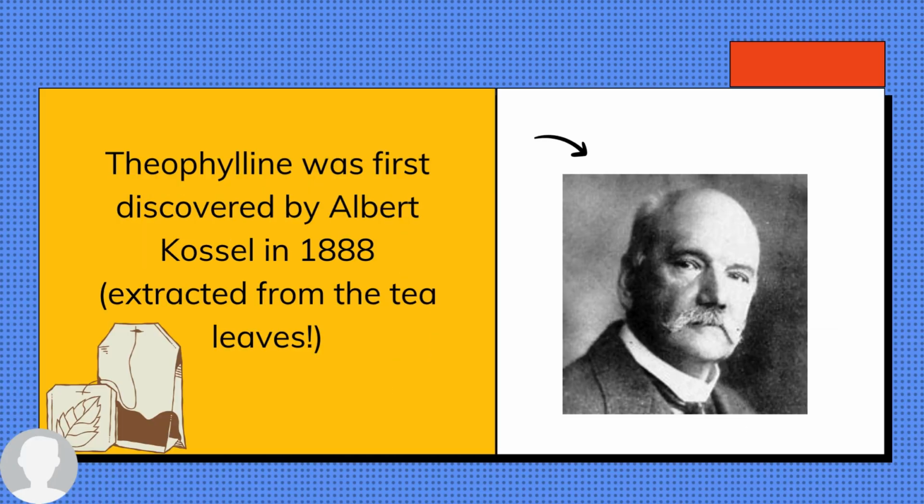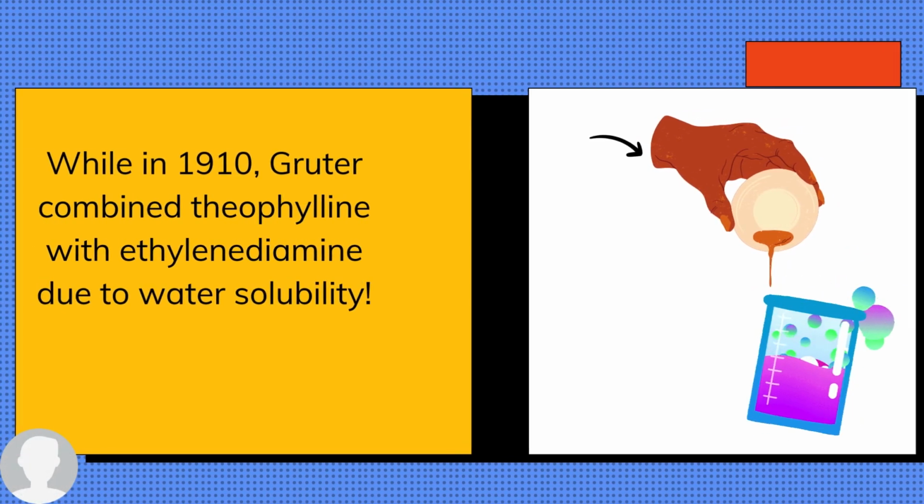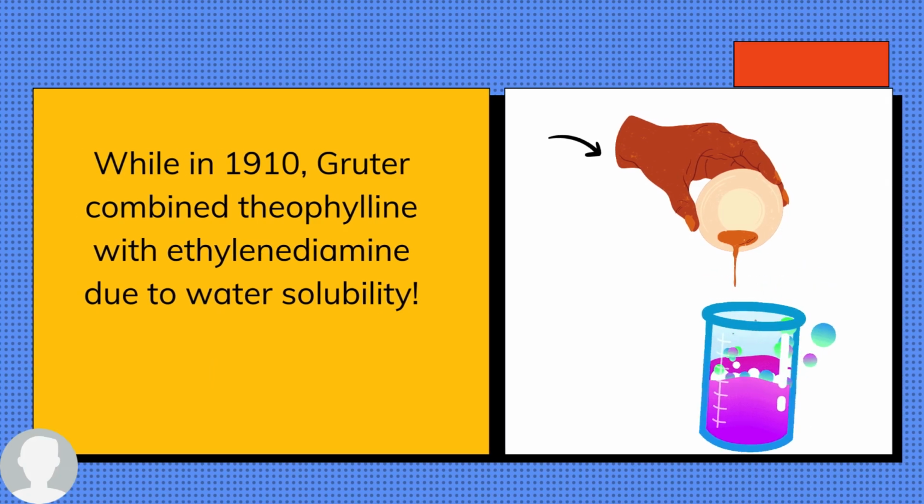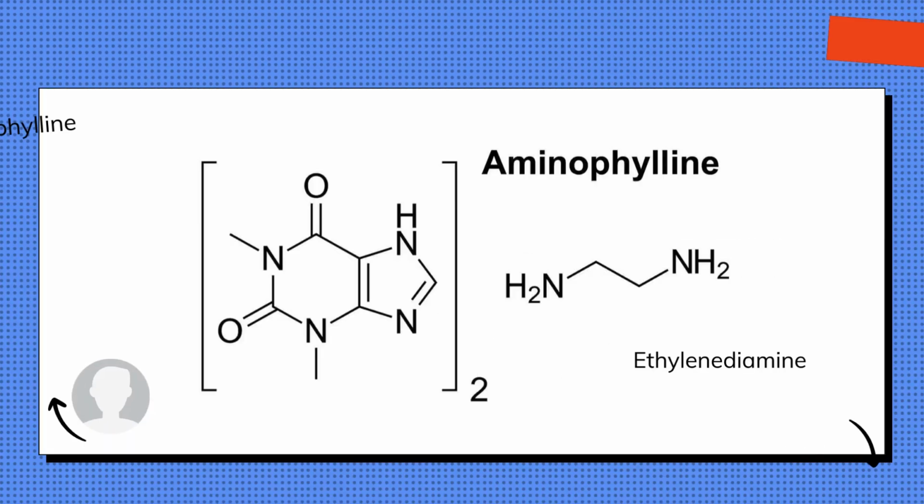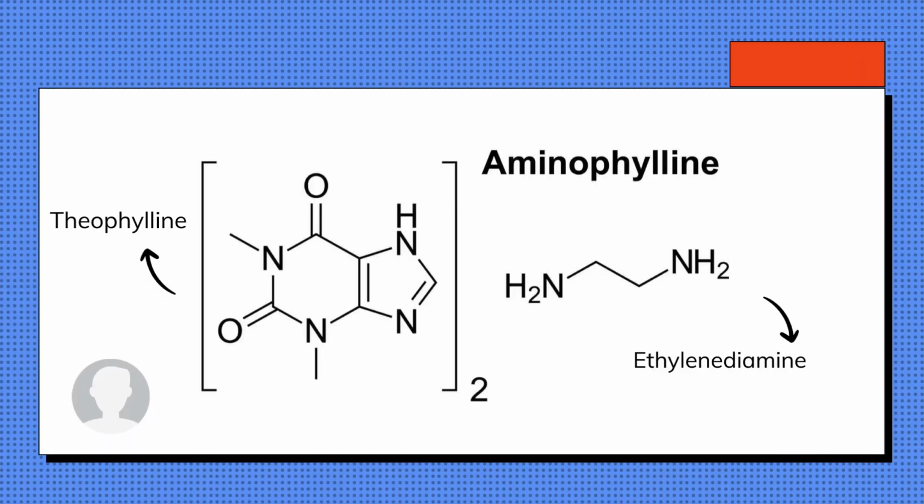Theophylline was first discovered by Albert Kossel in 1888 when he extracted it from tea leaves. Further on, in 1910, Gruter combined theophylline with ethylenediamine to increase its water solubility. If we take a look at the chemical structure of aminophylline, we observe that it is a combination of two molecules, theophylline as well as ethylenediamine.